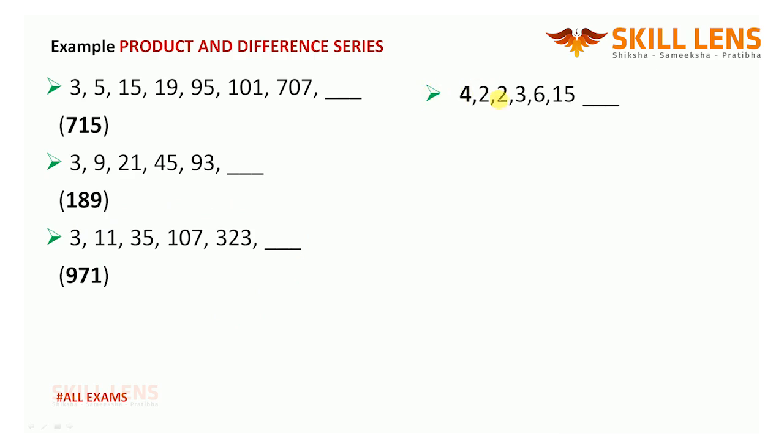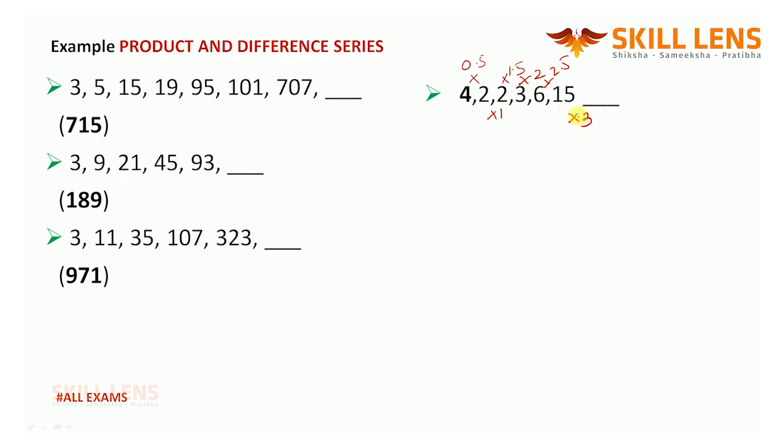4, 2, 2, 3, 6, 15, dash. Nice question. Guys, 4 to 2 is minus 2, and here 0 is the difference, and here plus 1 is the difference, and here plus 3 is the difference, and here plus 9 is the difference. Are you getting any logic here? Not really. But if you closely observe, this will result you into 2. This will result you into 0.5. This will result you into 1. This will result you into 1.5, because 1.5 into 2 only what? 3. So 6 into 2.5.